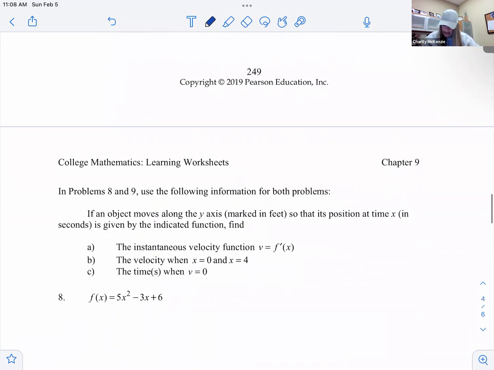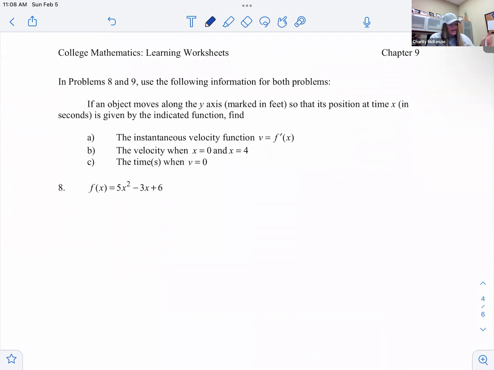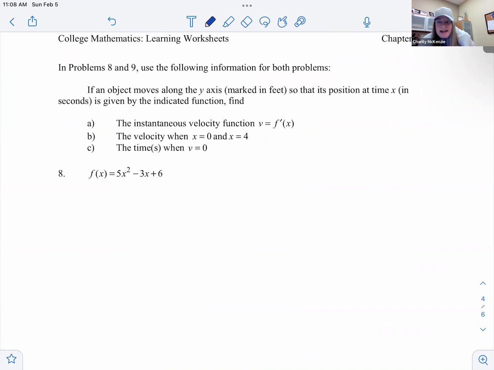Whoosh kaboosh. Okay, so this next one's the same idea, but this next one uses physics. So if you took straight Calc 1, you're going to do a million of this type of idea, and even harder because you'll use trig, and we don't use trig. Okay, 8 says, if an object moves along the y-axis marked in feet, so feet, y-axis, so that the position in time, which is your x, is indicated by the following. The instantaneous velocity of the function is equal to the derivative, so we should think of it that way. Find the velocity when x is 0 and 4, and the time when the velocity equals 0.